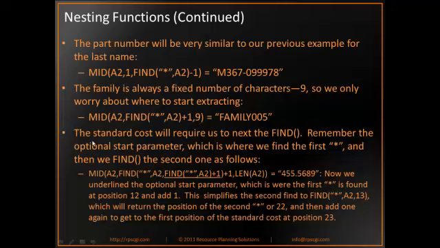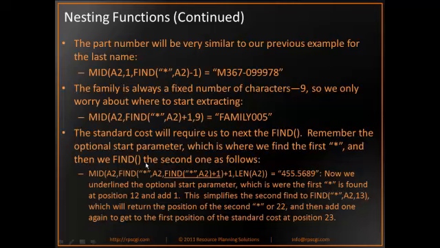accordingly. So then the standard cost is where we actually start to nest the find function. So if you'll remember way back, the find function has a third parameter that we haven't been using a whole lot, but the third parameter tells find where to start searching. By default, it starts searching at the first character, but if there's a third parameter, that tells it to start at whatever number is in that third parameter, to start at that position to start the find.